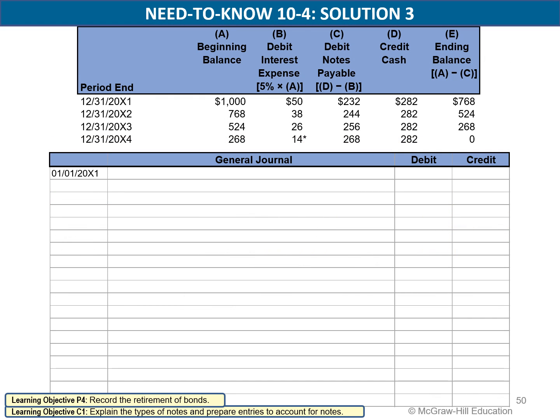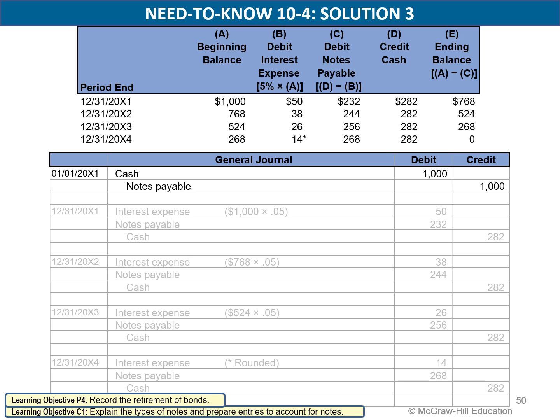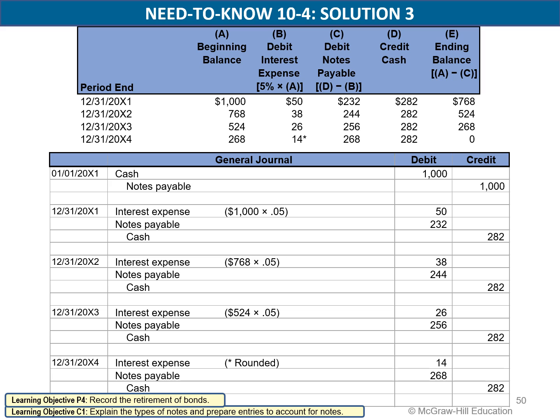So the initial receipt of the cash and establishment of the note, we're going to debit cash for $1,000 and credit notes payable for $1,000, right? Then in the first interest payment, we're going to take our $50 of interest expense and our $232 reduction in principal, debit both of those, and credit cash for $282.